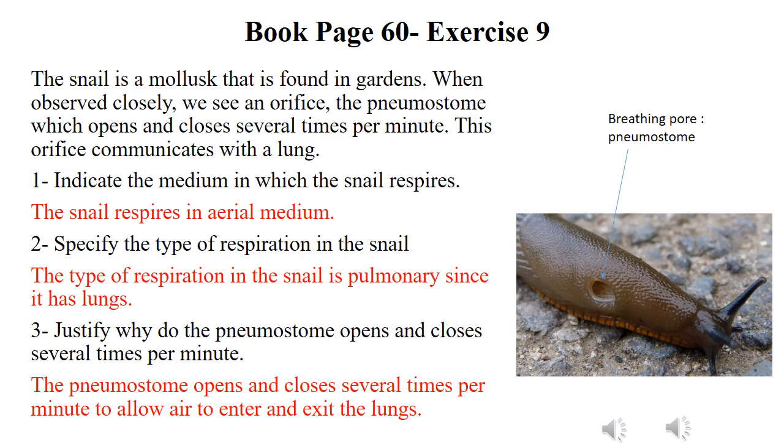Number 3. Justify why do the pneumostome opens and closes several times per minute? The pneumostome opens and closes several times per minute to allow air to enter and exit the lungs. In other words, to permit the renewal of air. This is a respiratory movement.